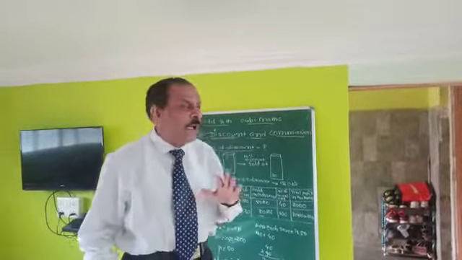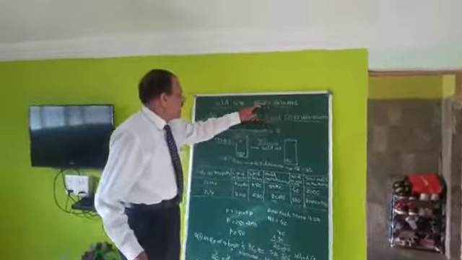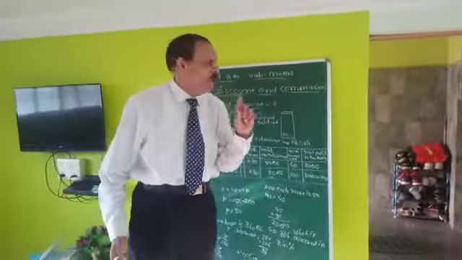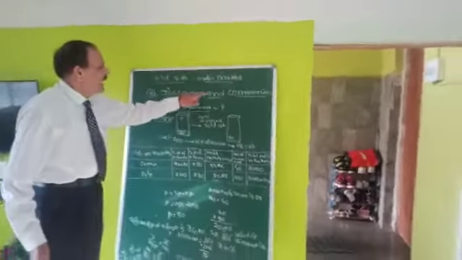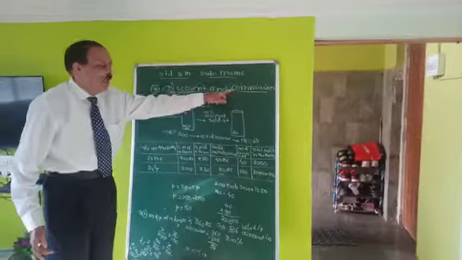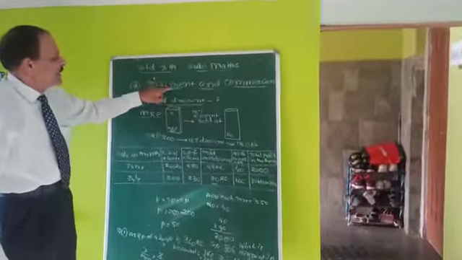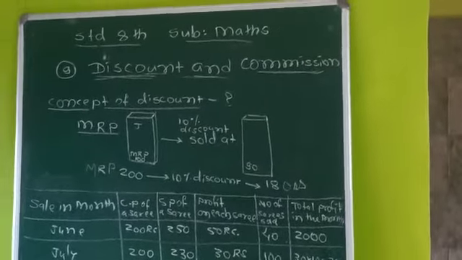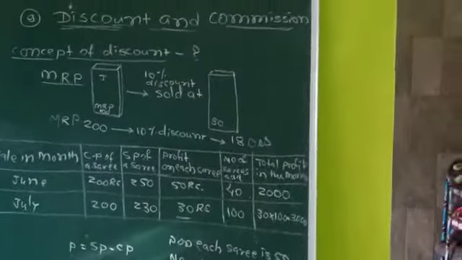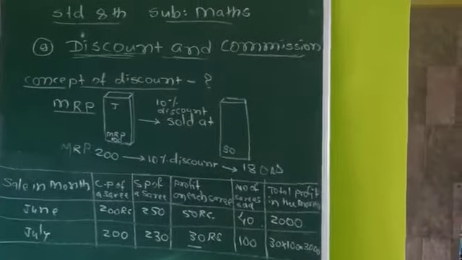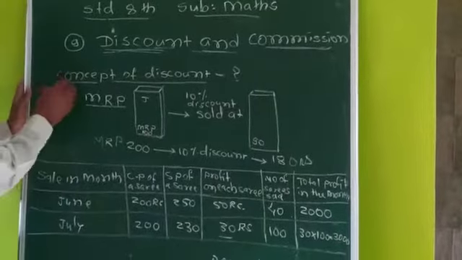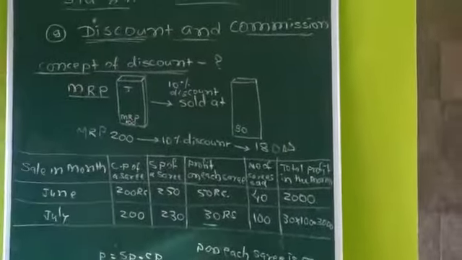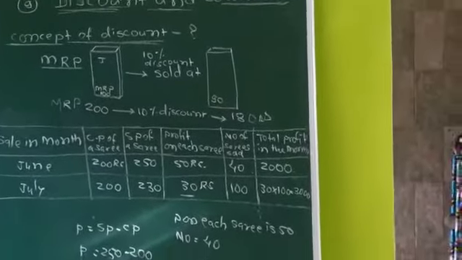Friends, we are learning mathematics of standard 8 and the name of the chapter is discount and commission. We have already taken the introductory part and we have cleared the concept of percent. But today we have to clear the concept of discount. In simple words, I'll explain to you.